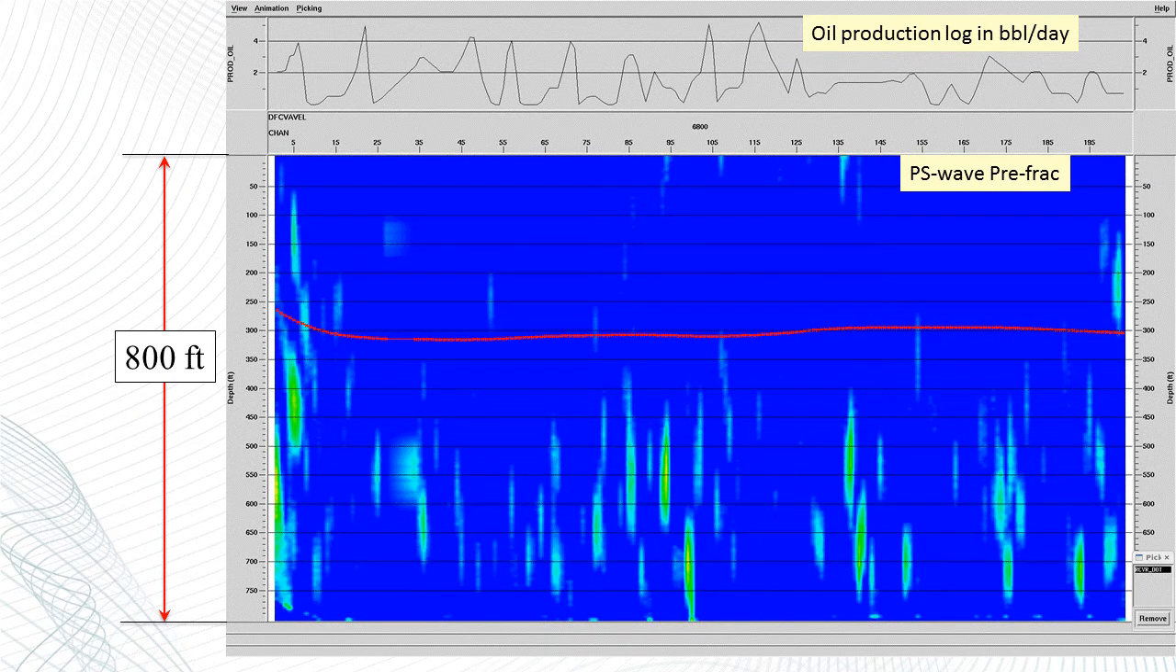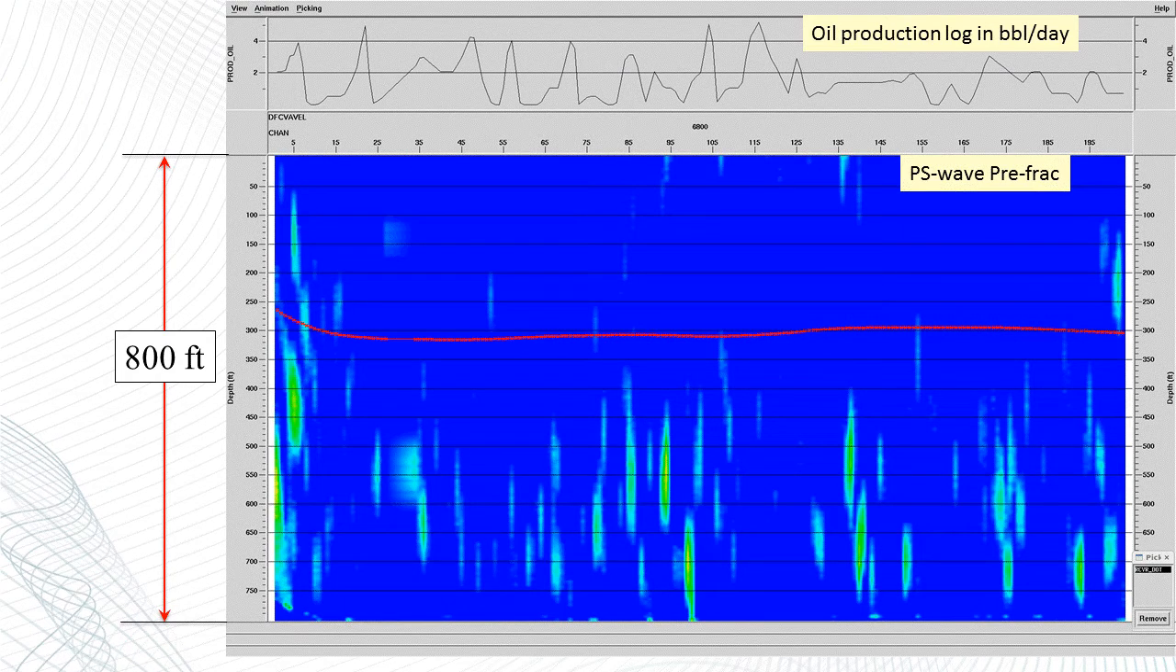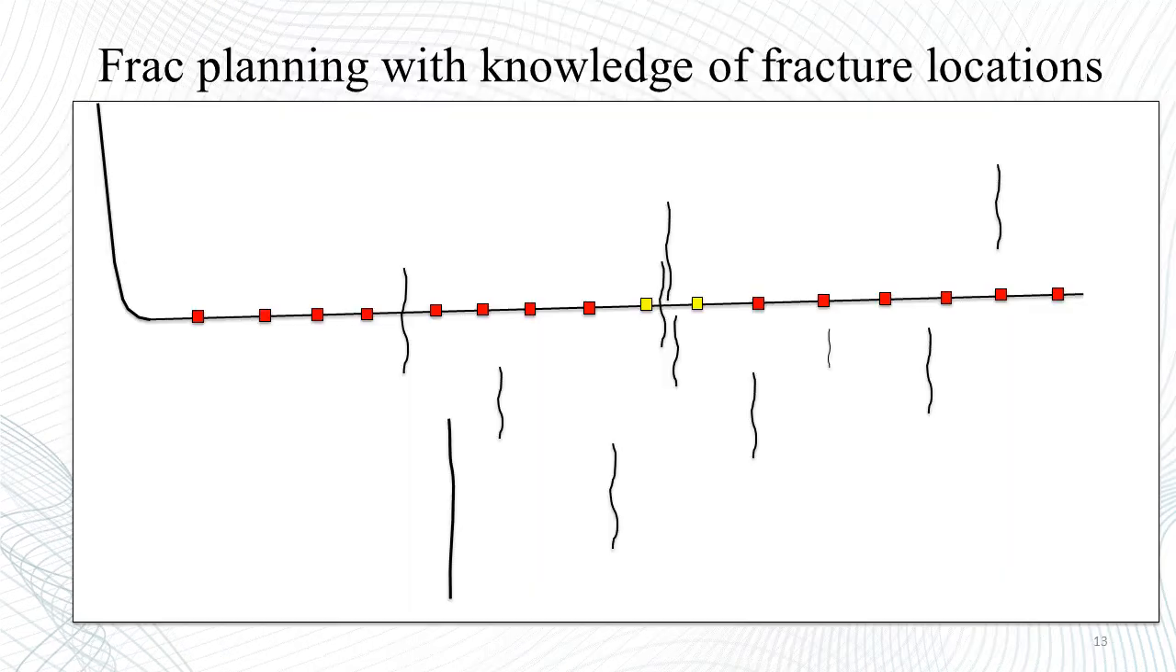We can also look at the PS diffractions, and this is the image before the frac job, and this is the PS fracture image after the frac job. So again, 4+ months plus flowback and production. Again, we can see there was quite a substantial change between before and after fracking.